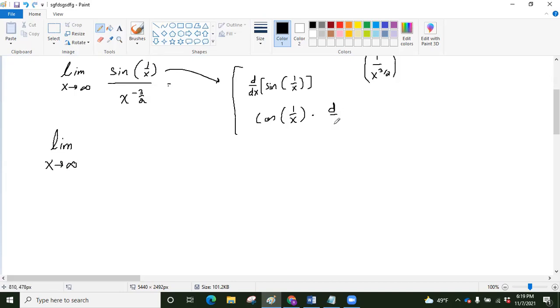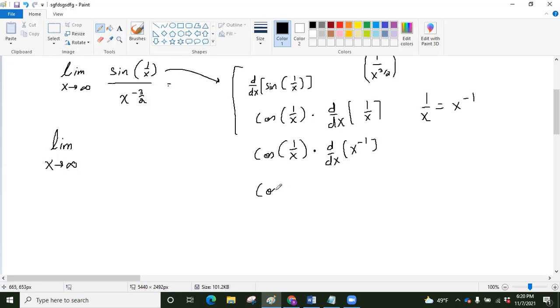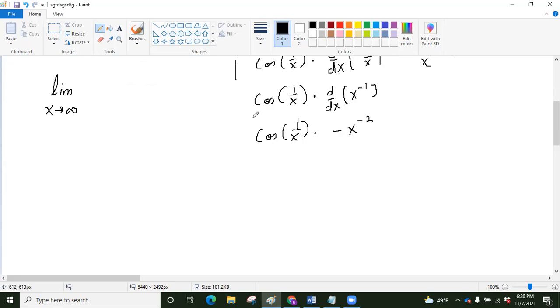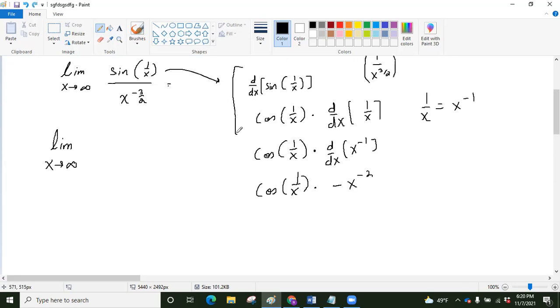So the derivative of 1 over x. We know that 1 over x is the same thing as x to the negative first. So we can say this is the same thing as cosine of 1 over x times the derivative of x to the negative first, which is the same thing as the cosine of 1 over x times negative x to the negative 2. And that is our derivative for the top portion here.